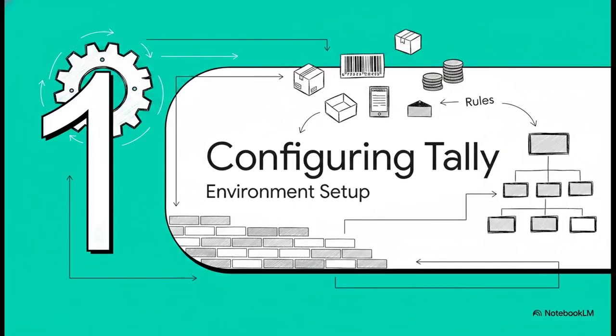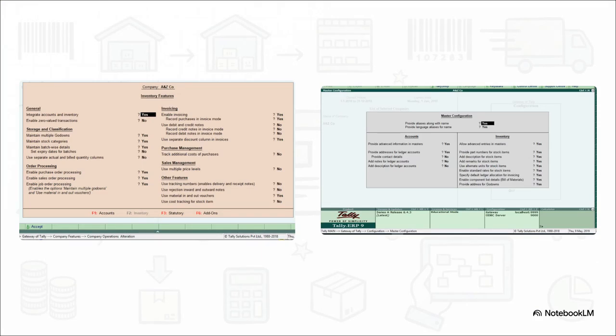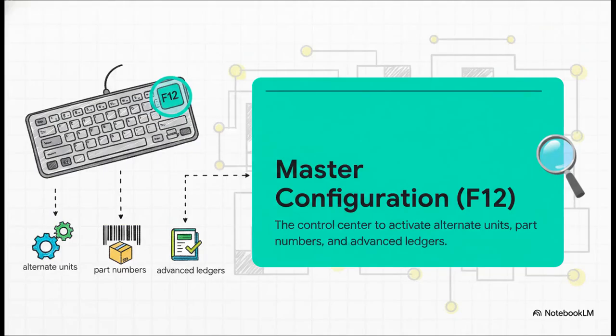Configuring your Tally environment. Okay, so there's a really important contrast between the two main control panels we have here. On one side, we've got the F11 inventory features. Think of this as your company-wide command center. This is where you can integrate accounts and inventory, enable invoicing, or even allow for a separate discount column in your invoices. But on the other side, we have the F12 master configuration. While F11 turns features on for the whole company, F12 dictates the specific data fields you can actually enter when you're creating masters.